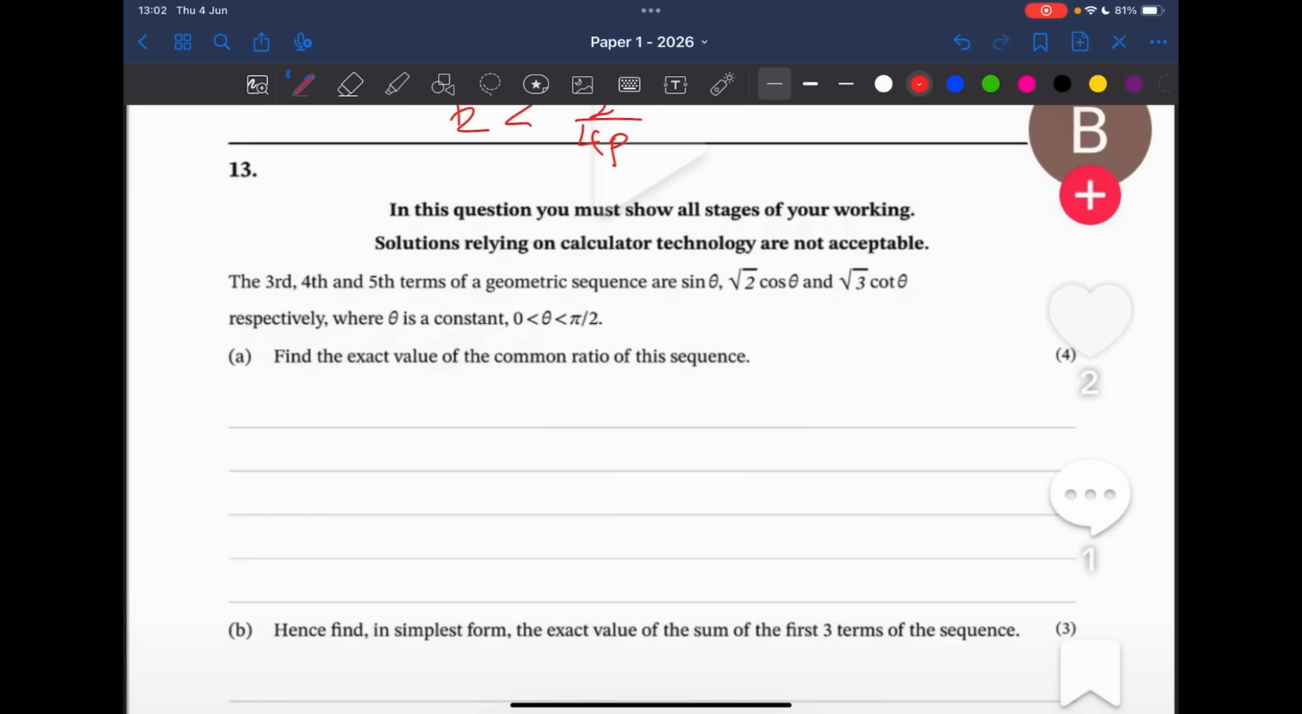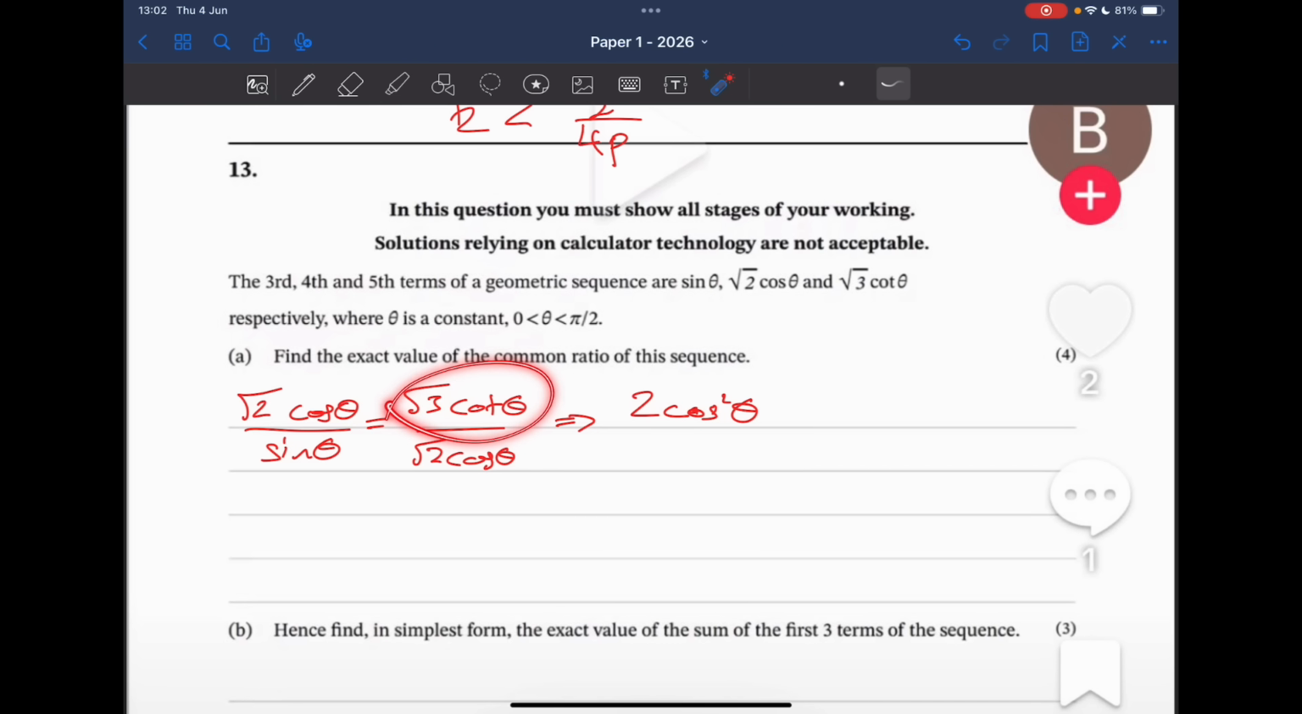So they're geometric, so what we have is that the ratio of them is the same as you move along from consecutive terms. So we're going to have that the middle term, the fourth one here, root 2 cos theta, over the third term, sine theta, i.e. how do you go from 3 to 4, is the same as if we go from 4 to 5. So that root 2 cos on the bottom and root 3 cot on the top. If we times both sides by the root 2 cos, it will give us 2 cos squared on the left.